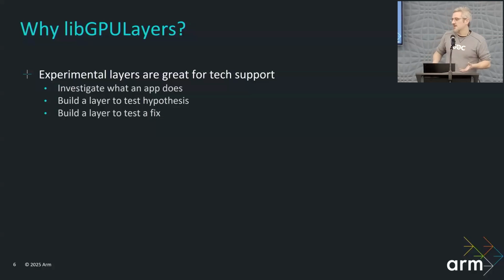So we can build layers that just investigate what the application is doing. We'd normally use RenderDoc for that, but sometimes it's useful just to have a trace that we can do non-invasively, and just see what functions it is calling. Is it using a particular combination of parameters? Once we've got some ideas about what's going wrong, build a layer to test a hypothesis. Once we have an idea for a fix or a workaround, build a layer to actually deploy that into the binary we have. Does the problem go away?